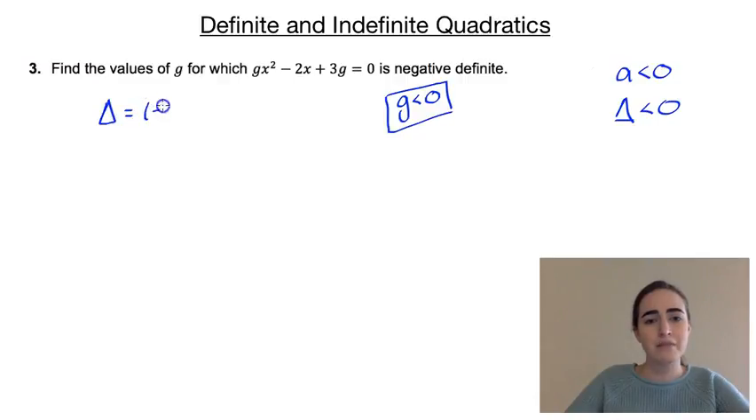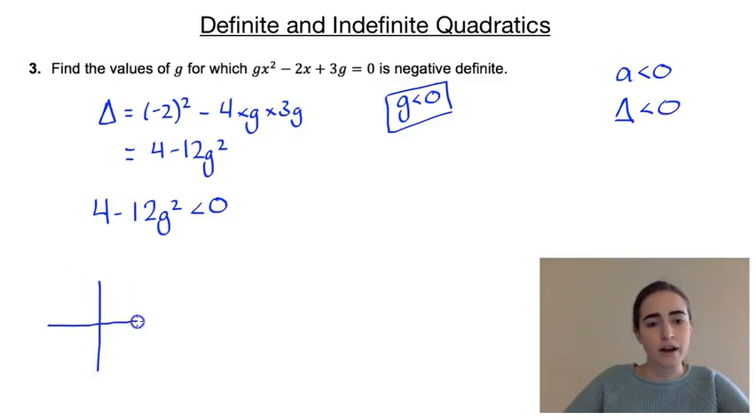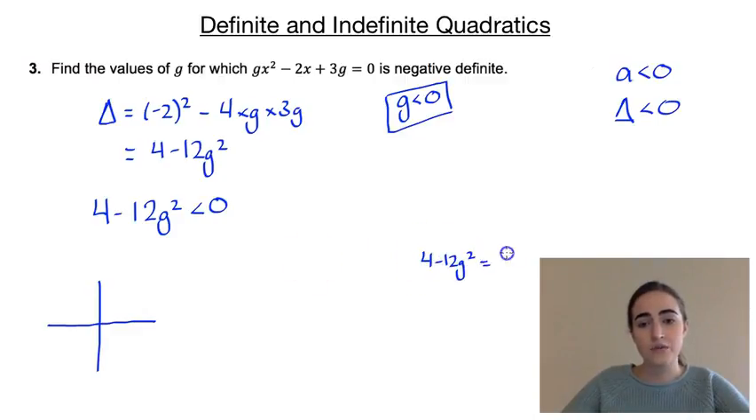So our discriminant is going to be minus 2 squared minus 4 times g times 3g. So simplifying that, we'd have 4 minus 12g squared. Now we need that to be less than 0, so we're going to write our inequality as 4 minus 12g squared is less than 0. Now to solve that, we want to draw up a quick sketch of our quadratic. So just off to the side somewhere, we're going to pretend that's an equal sign and solve it. So if we had 4 minus 12g squared equals 0, we'd subtract 4 from both sides, then we'd divide by minus 12, then we'd get a third. And then we'd square root both sides, so we'd have plus and minus 1 over root 3.